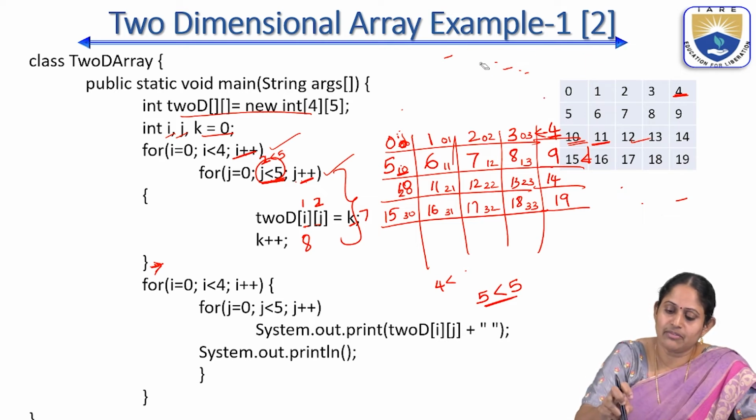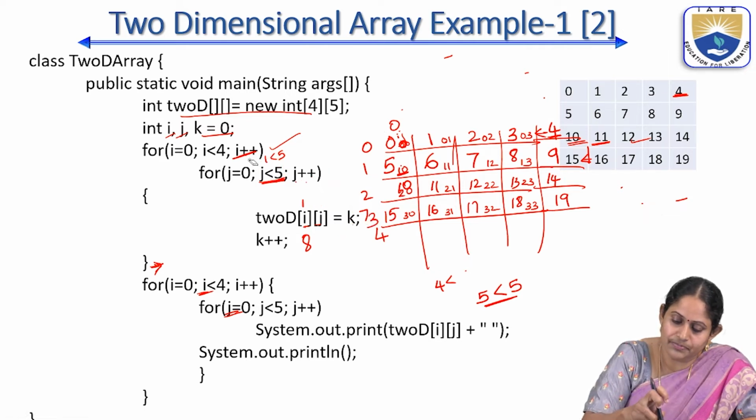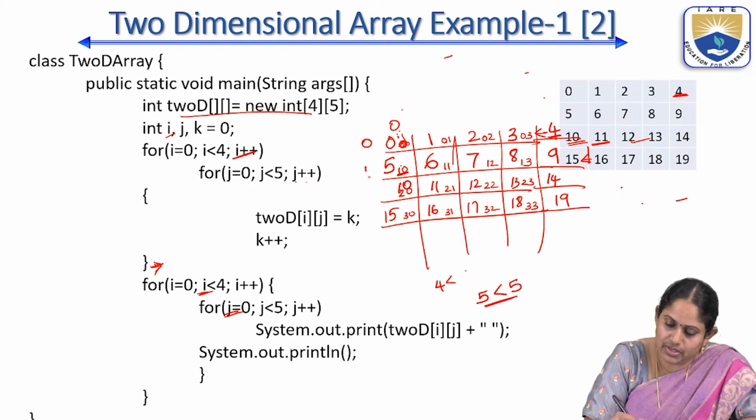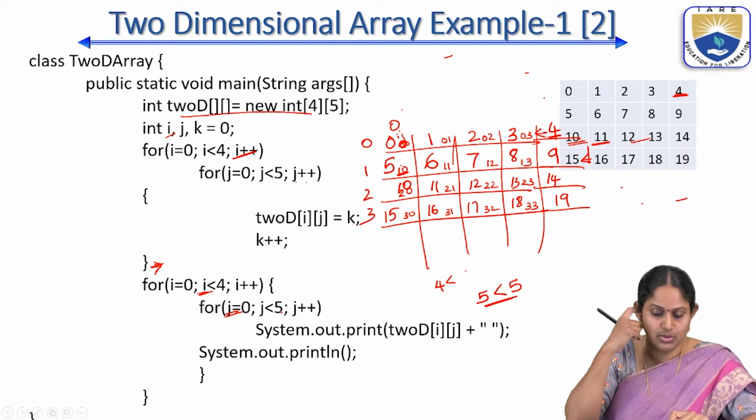Now while retrieving, what happens? Again, we are using two iterator variables i and j to retrieve the elements. So i will go from 0 to 4. This is 0, 1, 2, 3. I will go from 0 to 4 and j will go from 0 to 5.